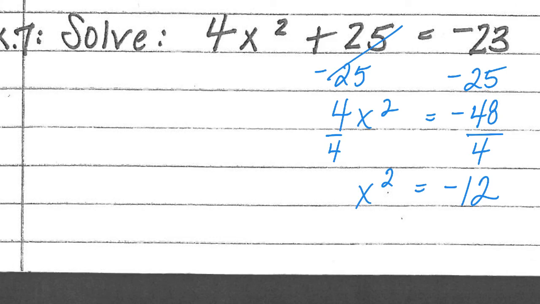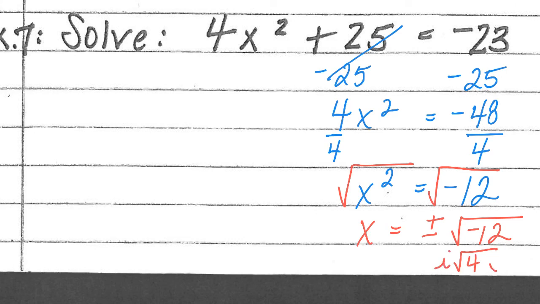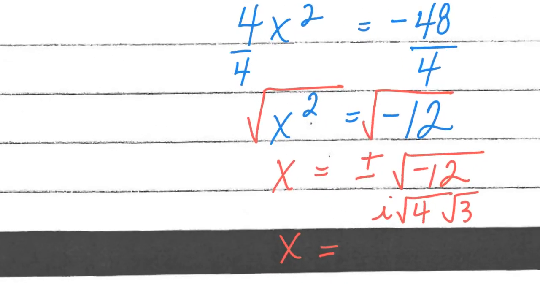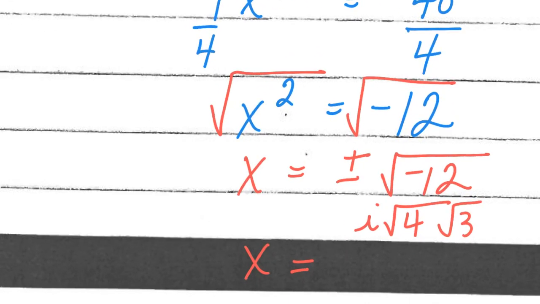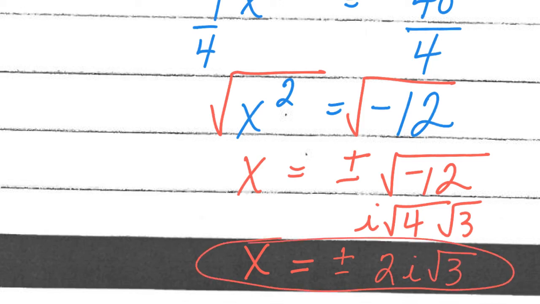Now to get rid of that x squared, I do have to take the square root. And when I take the square root of each side, x is equal to plus or minus, don't forget that plus or minus, the square root of negative 12. But negative 12 can break down to be 4, well, we could take that i out, and 3. So it looks like x is equal to plus or minus 2i root 3. And we're doing all of this to get to solving with imaginary numbers.